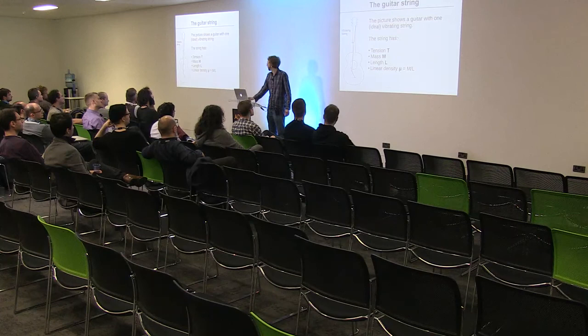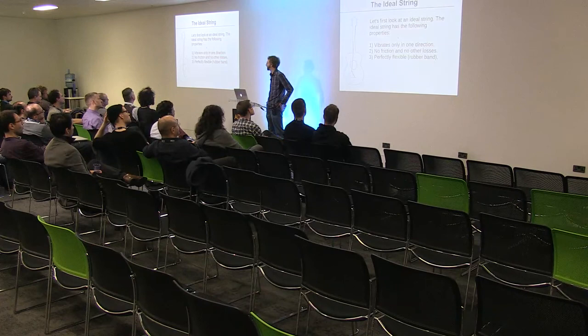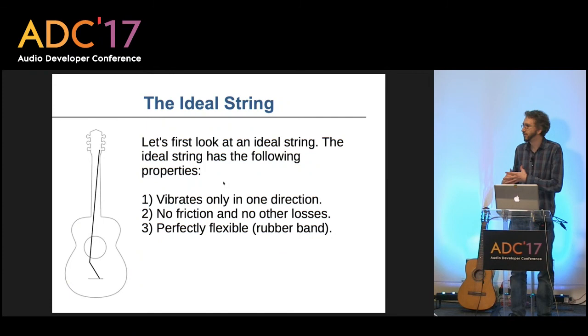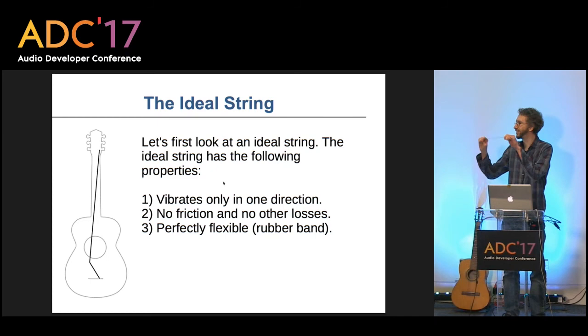To begin with, I want to talk about an ideal guitar string. It's like an abstract version of a guitar string. It vibrates only in one direction. It has no friction, and it is perfectly flexible. So it's like a rubber band. So that's the first thing we're going to imagine.